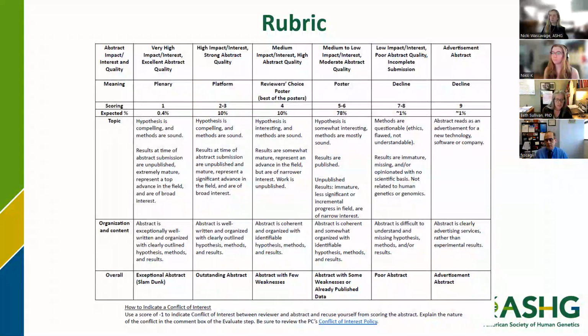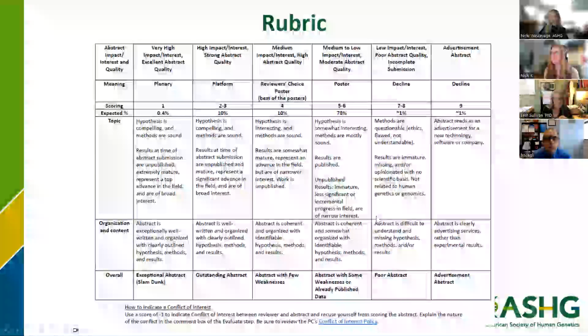So the rubric, as you'll see, has the different details, topic, organization, and content, and then an overall review of the abstract. So you'll see in here, because people always ask us, what do we do with abstracts that have published results in them? If you look in the rubric under the score 5 and 6, you'll see that we're trying to deal with previously published data. So that's one way we're trying to make this a little bit easier to score these abstracts.